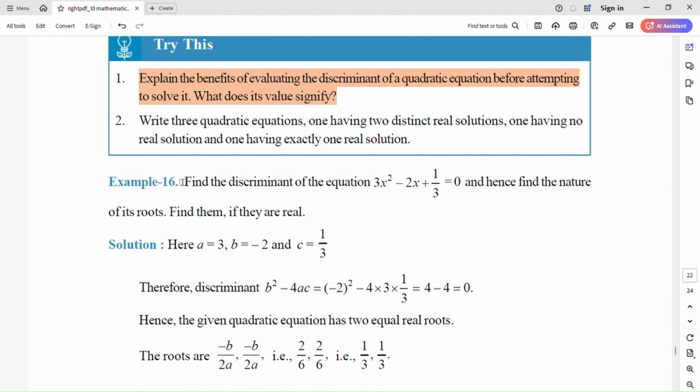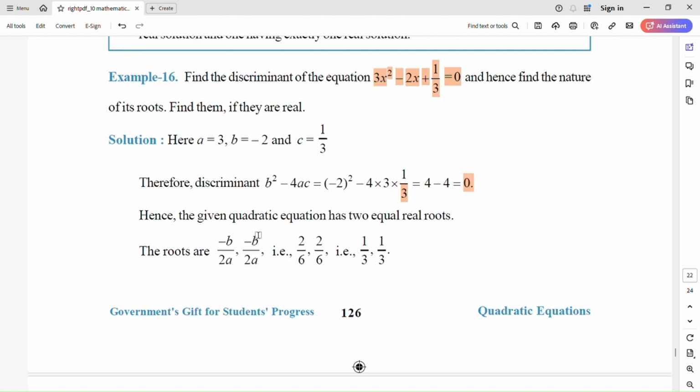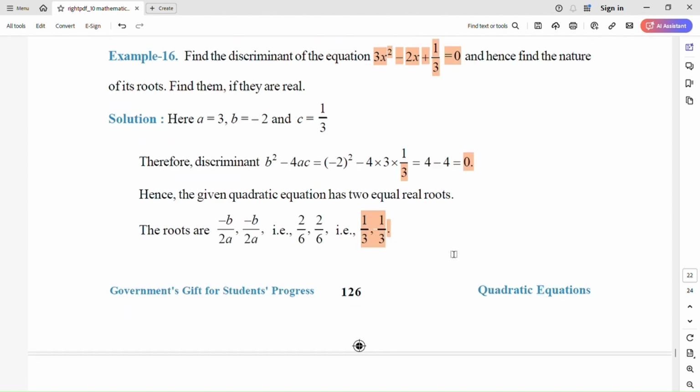Now another example we'll try. Find the discriminant of the equation 3x square minus 2x plus 1 by 3 equal to 0. Hence find the nature of roots and find them if they are real. a equal to 3, b equal to minus 2, and c equal to 1 by 3. So the discriminant is 0. That means it has real roots and only one unique real root, right? So that will be minus b by 2a. So that is 1 by 3.